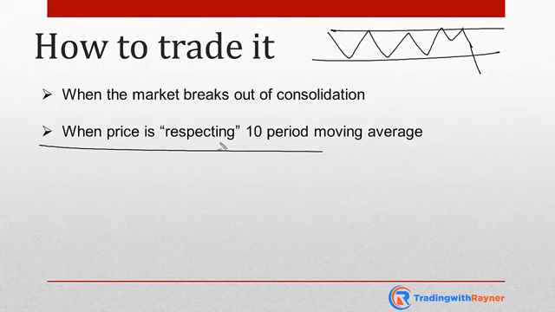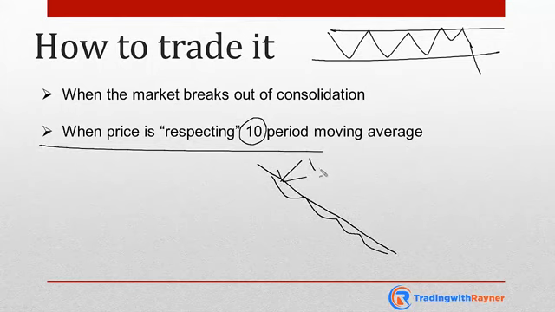The second one over here, when the price is respecting the 10-period moving average. Think about this. When will price respect the 10-period moving average? Because this is a pretty small moving average number, so if price is respecting it, then chances are it's probably in a very strong trend, something like this. This line here is the 10-period moving average, and this over here is basically the price action of the markets. So if price can respect the 10-period moving average, it's telling you that the momentum is very strong.